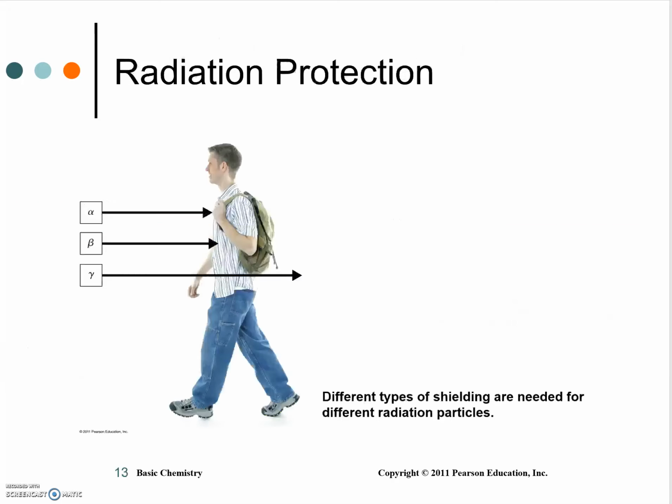And I really like this picture. It kind of summarizes how much energy each one has and how much you have to wear in order to stop those different particles. And again, those alpha particles can be stopped by the shirt. The beta particles can be stopped by heavier clothing, and then your gamma rays would not be able to be stopped by anything in this picture.